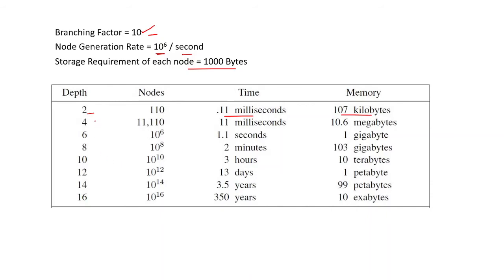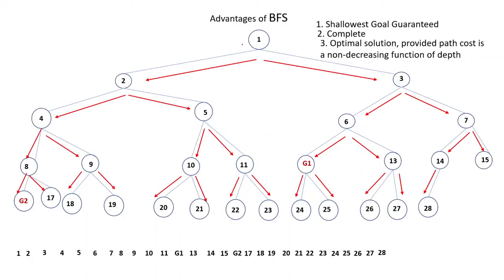And as the depth increases, say at depth number 16, the number of nodes will be 10 to the power 16. As a result, the time to explore the nodes will be 350 years and the memory needed will be 10 exabytes. So for a very large tree, breadth first search is apparently not a very good search strategy. It takes up too much time and memory. Okay, now let us consider the advantages of breadth first search algorithm.